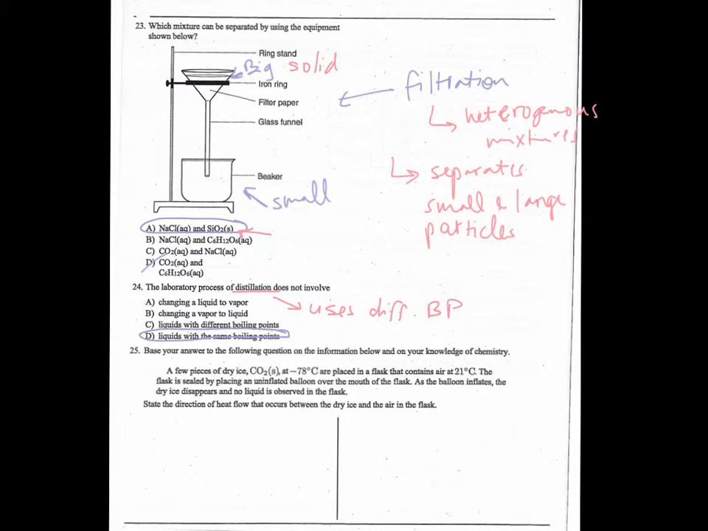Alright, number 25. State the direction of heat flow that occurs between the dry ice and the air in the flask. Alright. So heat goes from high to low. Air is high. Dry ice is low. So it goes from air to dry ice.